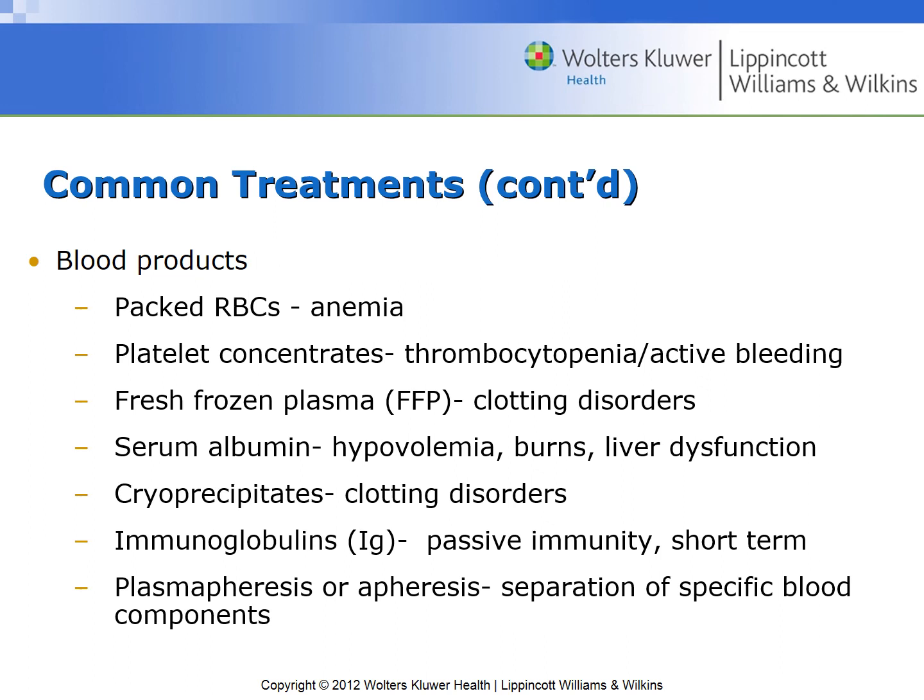Now, plasmapheresis, apheresis, this is separating this out. So let's look, we have immunoglobulins, cryoprecipitates, serum albumin, FFP, platelet concentrates, packed red blood cells. From 1 unit of whole blood, you have 6 separate blood products. That kind of puts that donation into a different light, doesn't it? That 1 unit of blood can affect 6 different people.